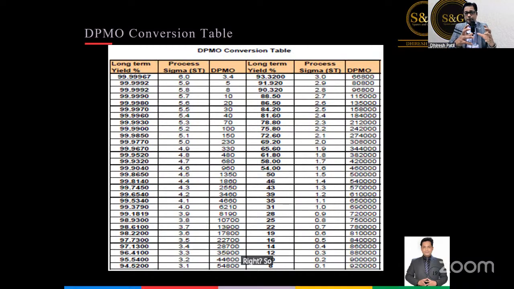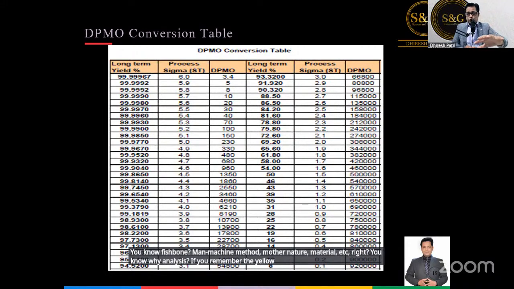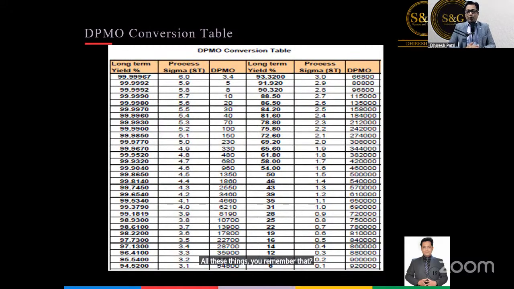So, everybody is clear about fishbone and root cause analysis. Just give me a quick yes in the chat box. You know fishbone: man, machine, method, mother nature, material, etc. Right? You know Why-Why analysis. If you remember in the Yellow Belt, we covered both these tools. And remember we discussed the Titanic example in fishbone and then the Jefferson Memorial in Why-Why analysis, right? How many of you remember the Jefferson Memorial example? The bird droppings and the spiders and the insects, all these things. You remember that? Just give me a quick yes.